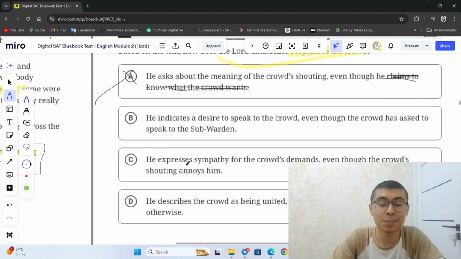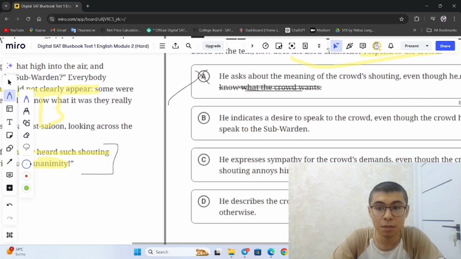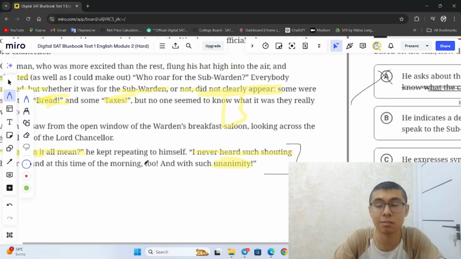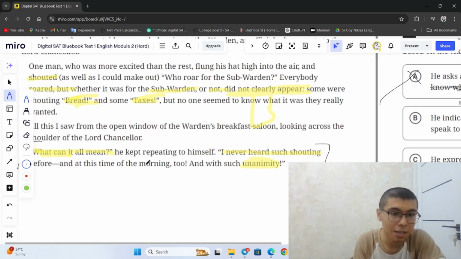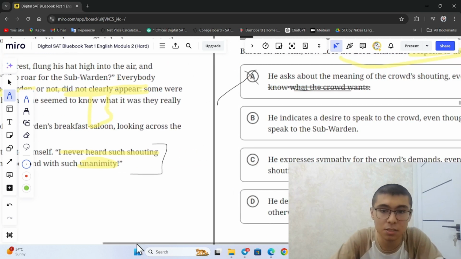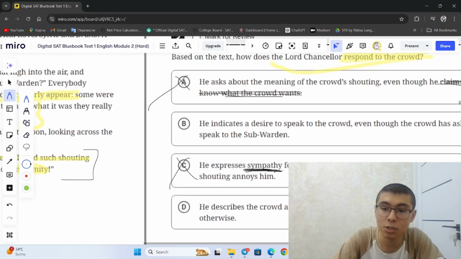C: It expresses sympathy for the crowd's demands, even though the crowd's shouting annoys him. I mean, sympathy, that's a rather extreme word. Do we have something around being excited, like sympathy? Something positive? I'm not sure. We don't have anything that is positive. So C is incorrect.